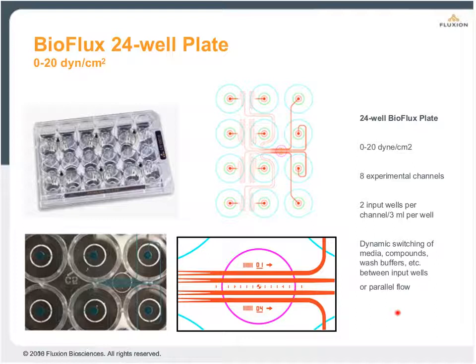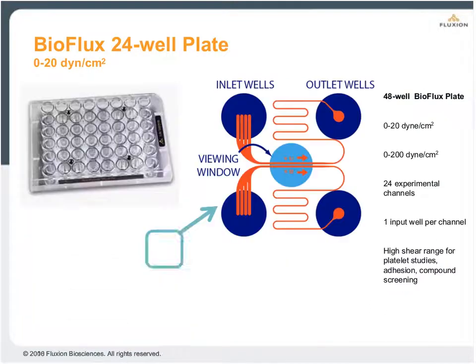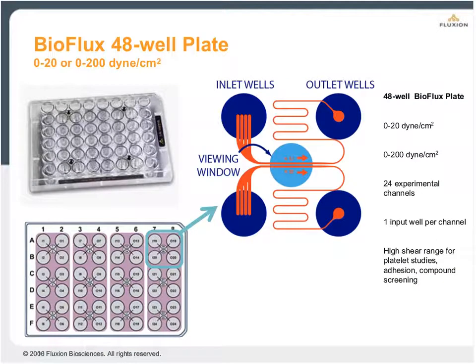And this plate works in physiological shear range. So just quickly, I'll show the 48-well plate, just by way of introduction, and then we'll go back to the 24-well plate. The 48-well plate comes in 2 different shear ranges, enabling both physiological shear, or lower flow rates, and pathological shear, or higher flow rates. Each channel, unlike the 24-well plate, is formed of only 2 wells, so an inlet well and an outlet well. And this enables a higher throughput per plate and more data points.